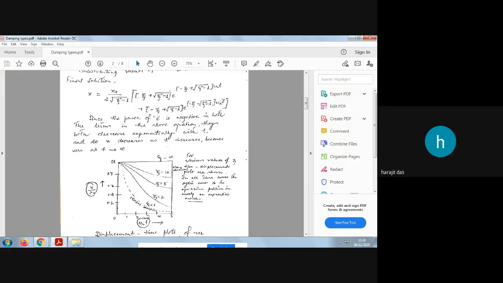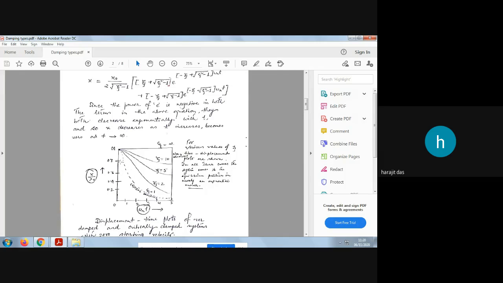I told you in the last class about the expression of this dimensionless term, x by x naught, because x is here and x naught is there. When you move it to the left hand side, you will get a dimensionless quantity of displacement on the left hand side. If you plot this dimensionless displacement against time, or omega n t, you will get some exponential curve for different values of zeta.